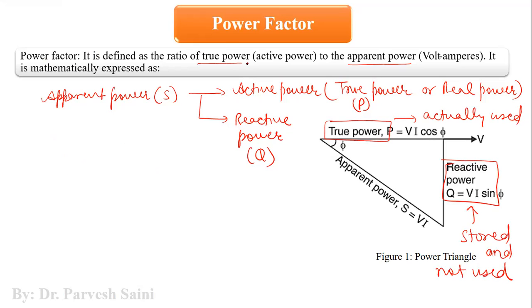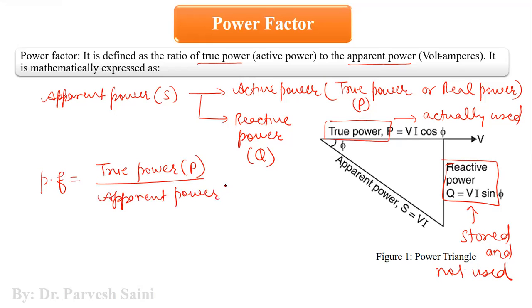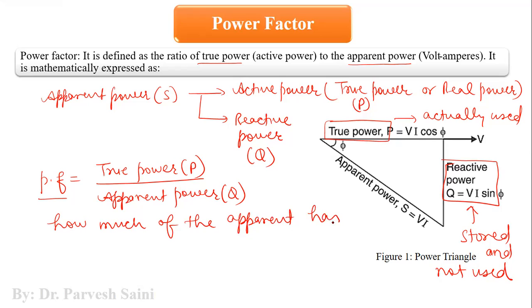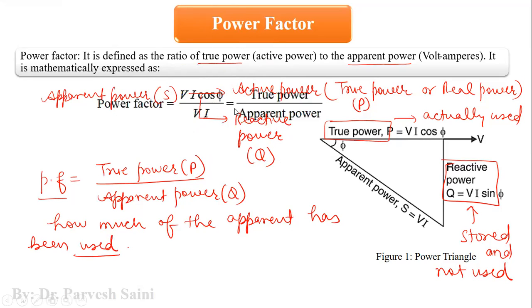Now, from this definition, we have understood that the power factor is basically the ratio of true power, that is P, divided by the apparent power, that is S. So power factor gives us an understanding of how much of the apparent power has been used.